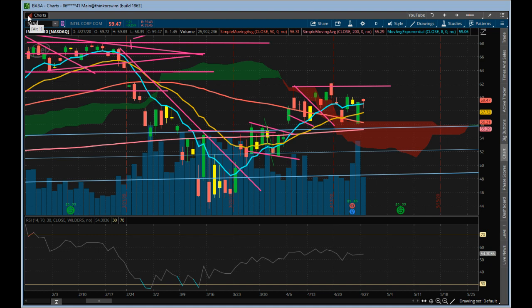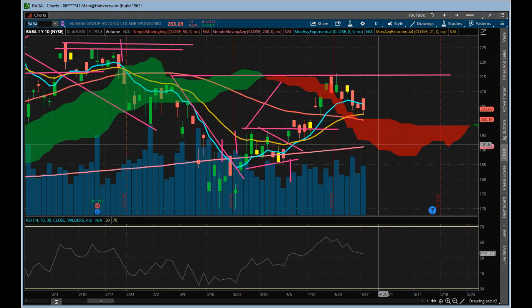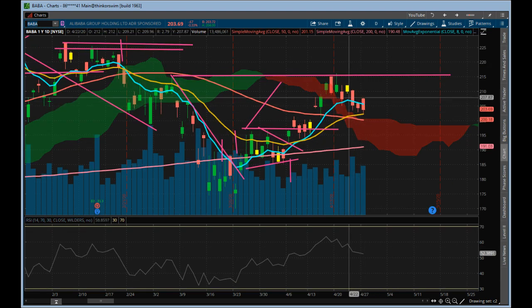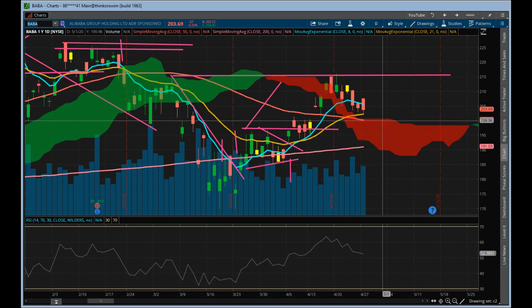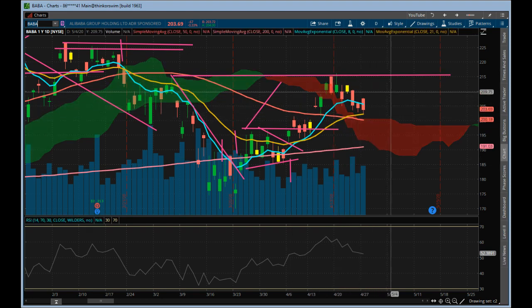Baba, interesting here, right? 3 red candles in a row, and this one actually was also down. So that's actually 5 red candles in a row right here, coming off of an upper shadow off of this key level, right? It does look like it's working on a larger cup and handle type pattern, but we've got to wait a few days to see what materializes on that.